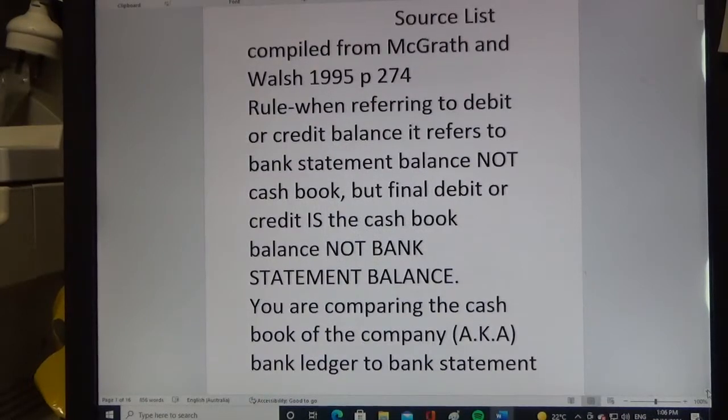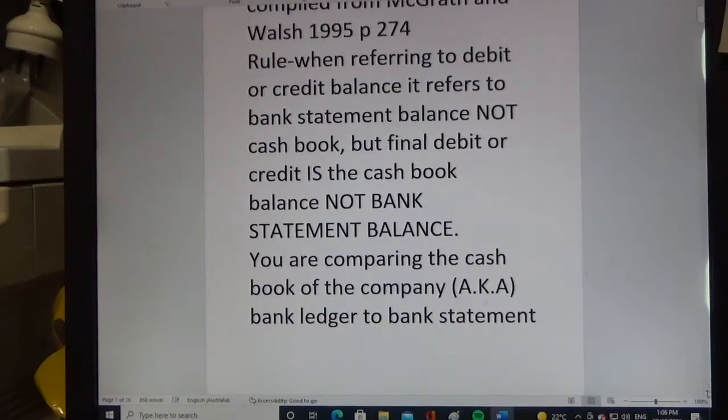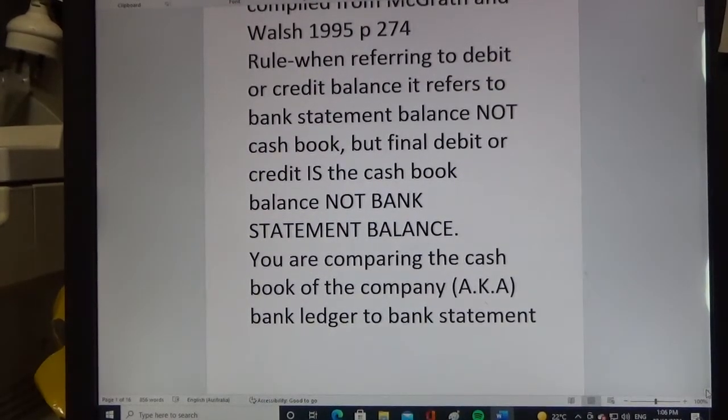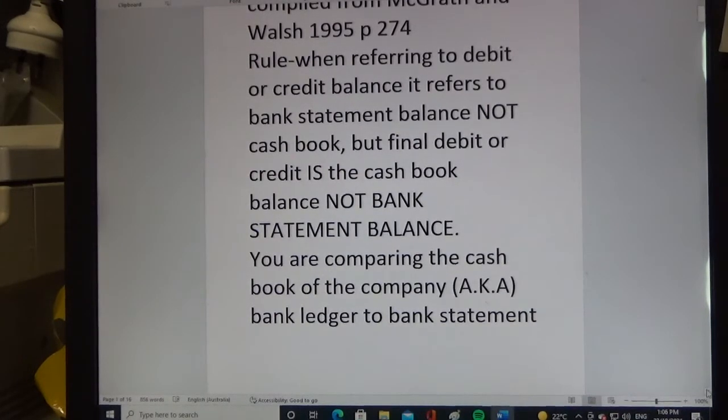statement. And the rule is when we're referring to debits and credits in the workings, that refers to the bank balance, but the final balance is put in the cash book debit and credit stance of the business. So positive cash is a debit in the current assets on the balance sheet, and cash deficit would be a credit if it was a cash deficit.